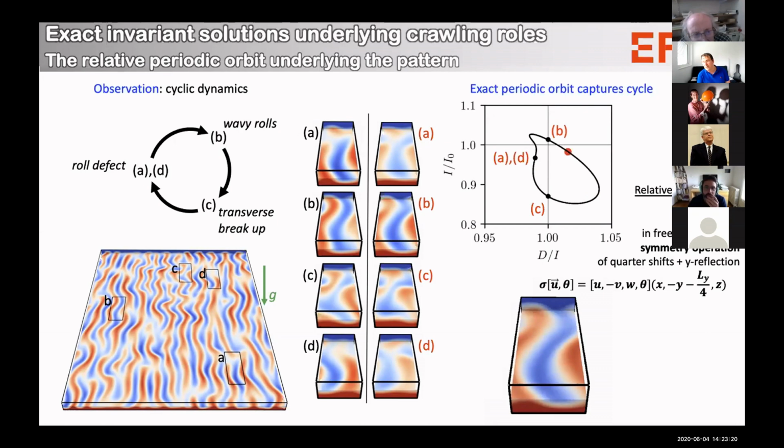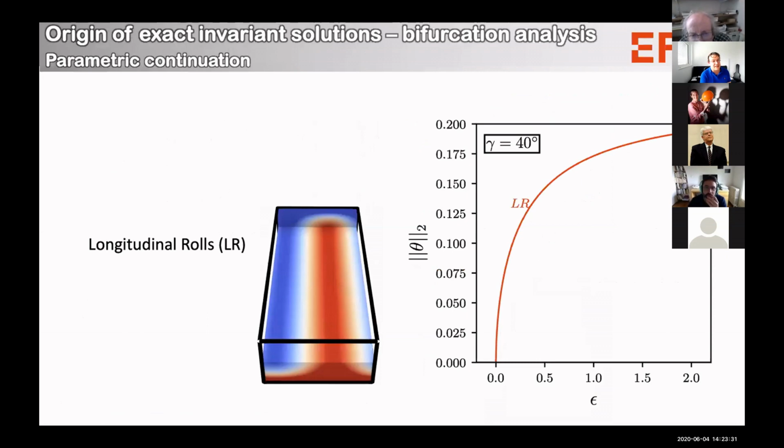The next question that you can ask is, where does this crawling roll orbit come from? In other words, we can do a bifurcation analysis. So we found all of these invariant solutions at an epsilon of 0.5. And now we can do arc length continuation. So here, this is, for example, the longitudinal rolls. I'm showing you the norm of the temperature field in the deviation from the base flow. So zero here is the base flow, and the longitudinal rolls bifurcate from the base flow at epsilon equals zero. That's exactly how epsilon was defined.